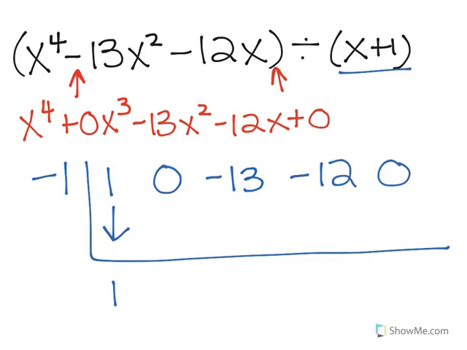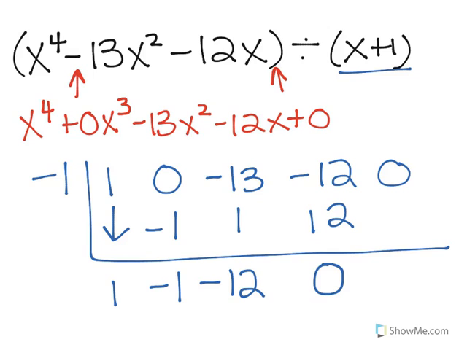Alright, drop the 1 down. Negative 1 times 1 is negative 1. 0 plus negative 1 is negative 1. Then going to the outside, you have negative 1 times negative 1, which is positive 1. Then you add down negative 13 plus 1 gives me negative 12. And then we have negative 1 times negative 12 gives me positive 12. Add down, I get 0.